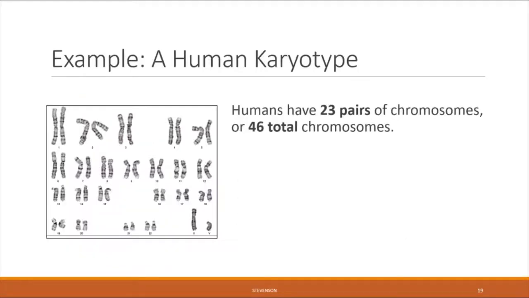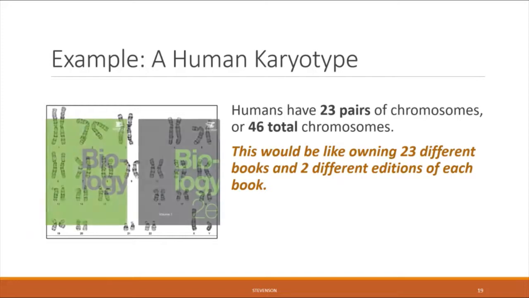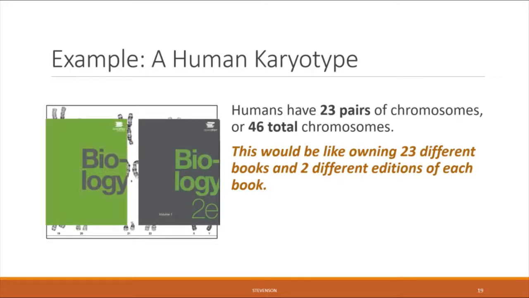So we saw that eukaryotes can range in their number of chromosomes from 1 to 720 pairs. Humans have 23 pairs of chromosomes, or in other words, 46 total chromosomes, 23 from mom and 23 from dad. This would be like owning 23 different books, but you have 2 different editions of each book. And if you don't know what an edition of a book is, it's one version of the book that's usually published at some point in time, and then updates are made to the editions as time goes on.